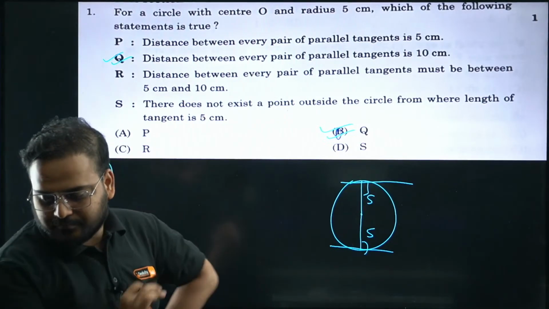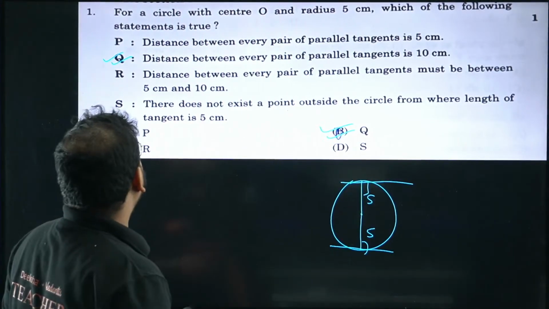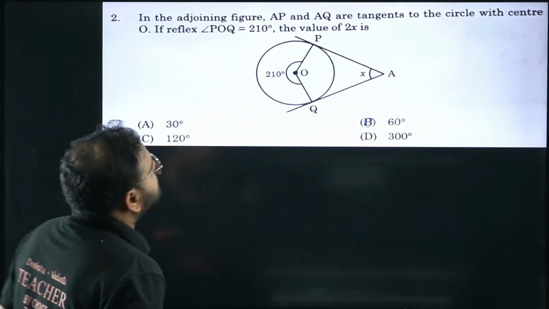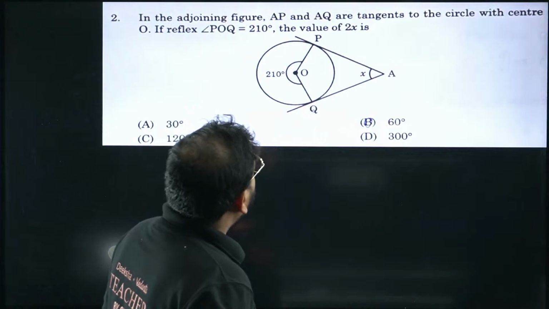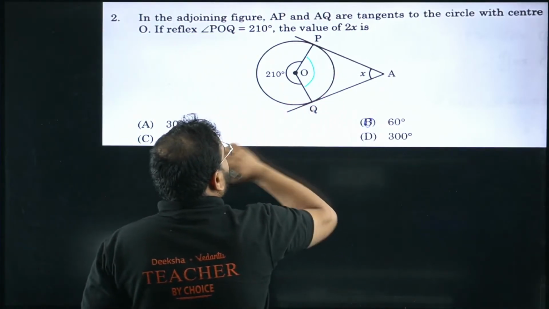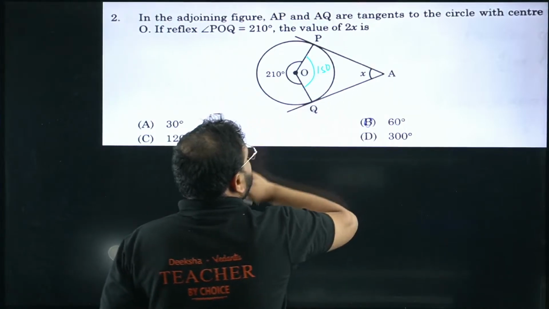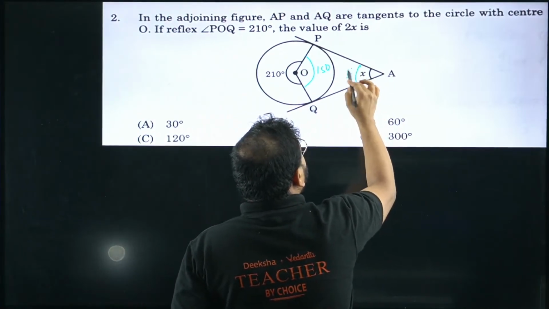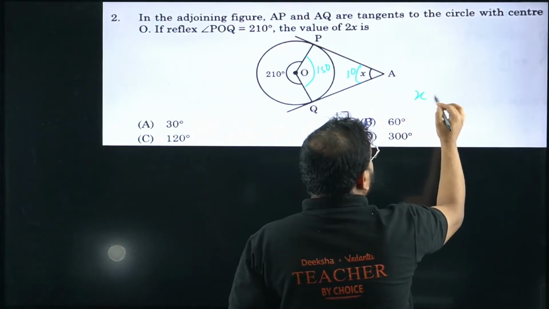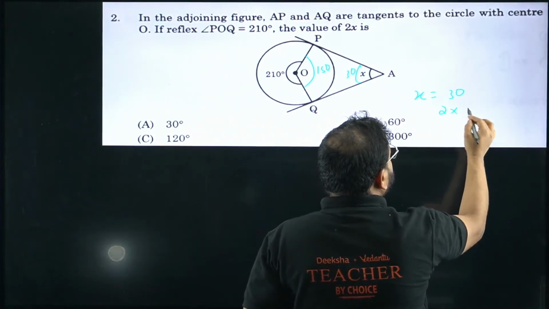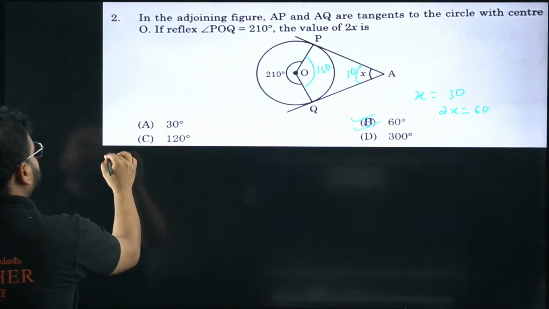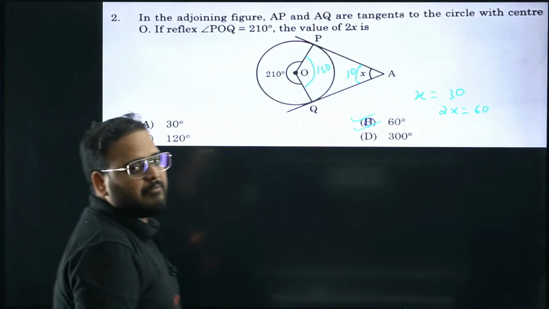Let's move on. Next, we have question number 2. In the adjoining figure, AP and AQ are tangents to the circle with center O. We find the x value. This is 210, which means this will be 150. So this will be again 30, and this will be 30 again. So this is 30, which means x is 30. So 2x will be 60. So option B is right. Please check. Option B is correct for the second MCQ.